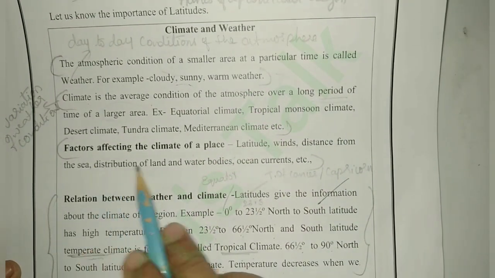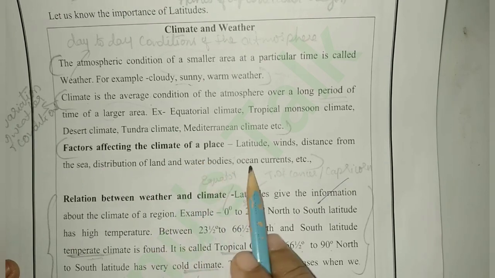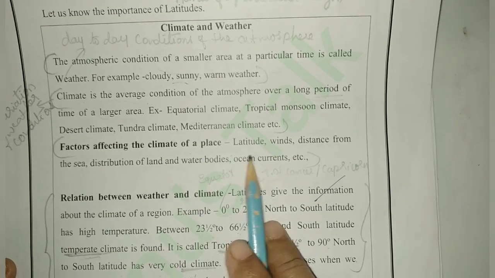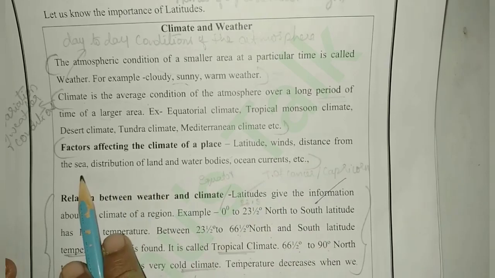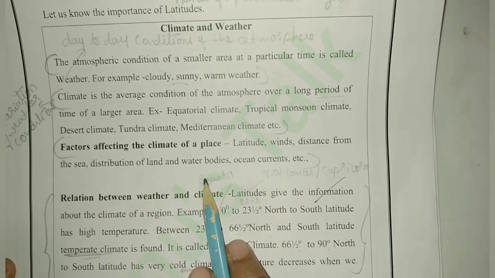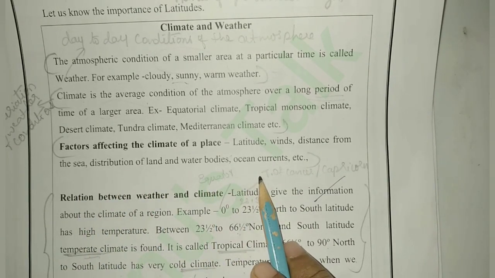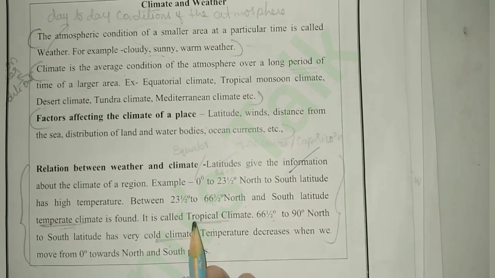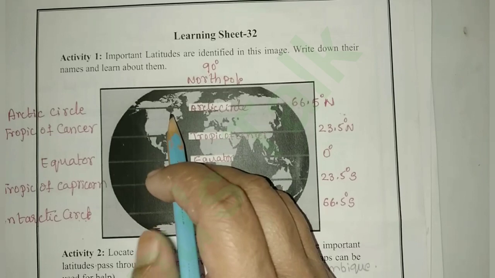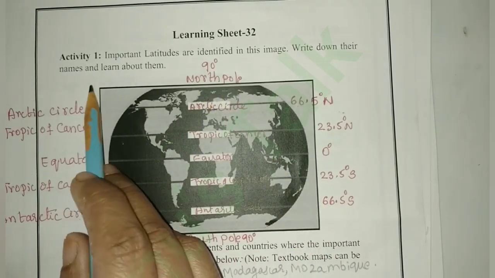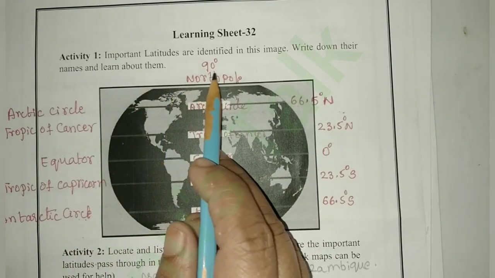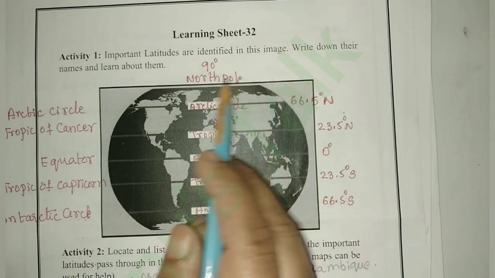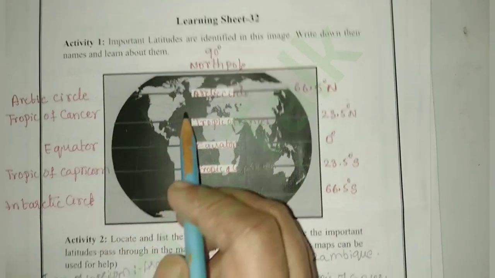So what are the factors affecting the climate of a place? That is due to latitudes, winds, distance from the sea, distribution of lands and water bodies, and ocean currents. Learning sheet 32. Activity 1, important latitudes are identified in this image. Write down their names and learn about them.